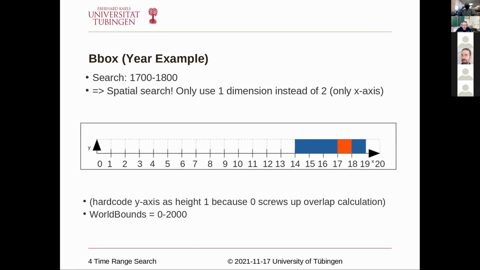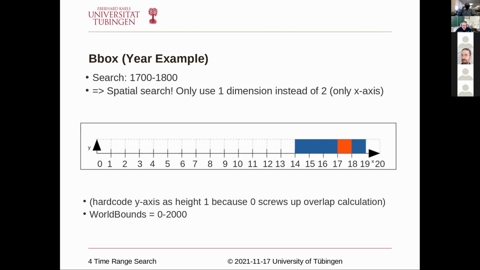So basically how this works is you have, as I said, only the x-axis. And you define that, for example, you want to cover years in the range from 0 to 2000. That means that you define your coordinate system, which is your world boundary, from 0 to 2000. And on the y-axis, you use a height of 1. So the max y is 1 and the min y is 0, because we discovered that if you only use this as a line, it might screw up the overlap calculation as well.